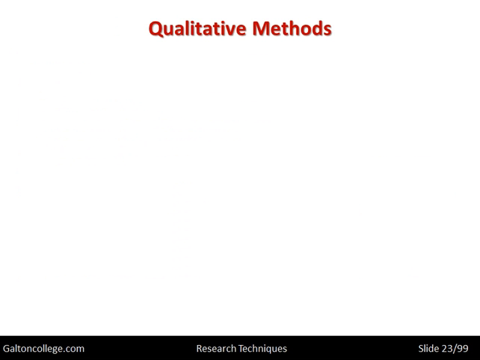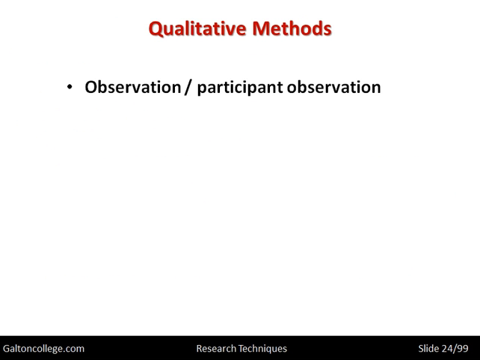Now, qualitative methods. Well, observation is where a researcher just observes, or it could be participant observation, where the researcher gets involved. Let's say it's in a business, the researcher works in the business and gains an experience as a worker and reports back.